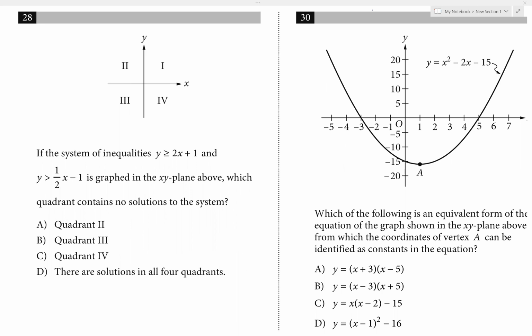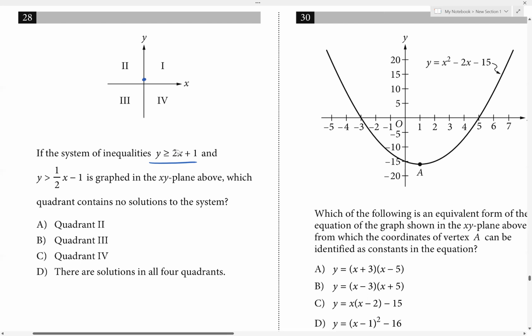Okay, we do have to graph both inequalities. And for a system inequality, the solution is where the solution regions overlap for both inequalities. Okay, so let's go ahead and graph the first one. We have y is greater than or equal to 2x plus 1.